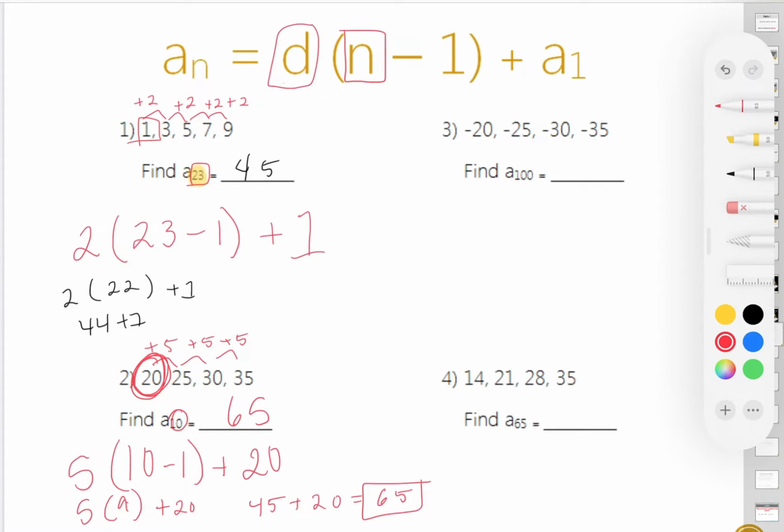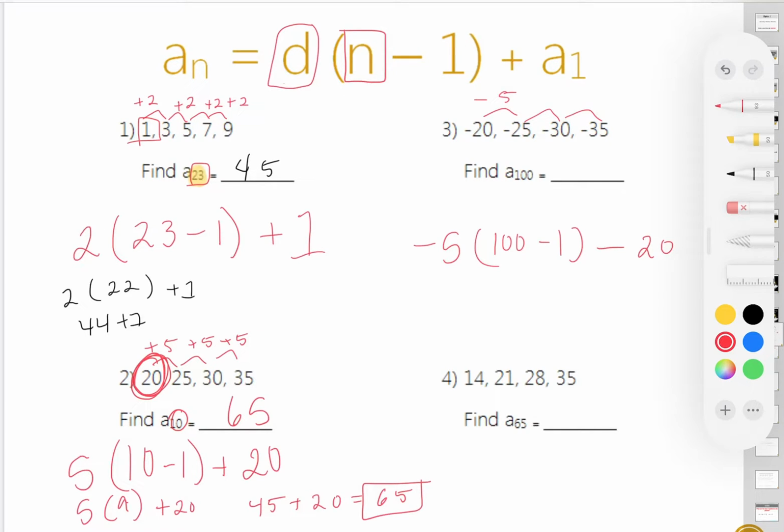So we use this formula to figure out any number in a sequence. So let's try 3 and 4. The only thing I'm going to help you with on 3 is your common difference. If you're at a negative 20 and you want to get to negative 25, you're subtracting 5. So your D, your common difference, is negative 5. Okay, the n that it wants is 100. The formula says put a minus 1 plus my A1. My A1 is negative 20. A plus negative is the same as just writing minus 20.